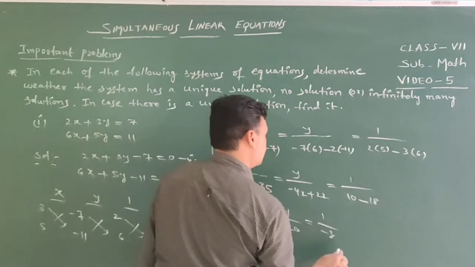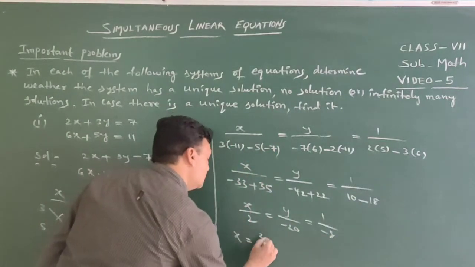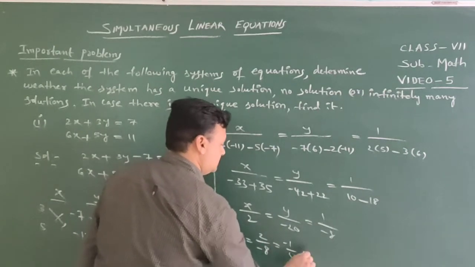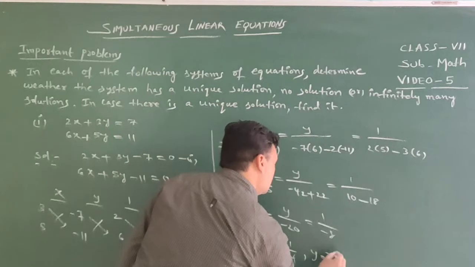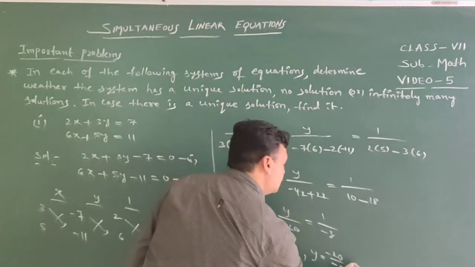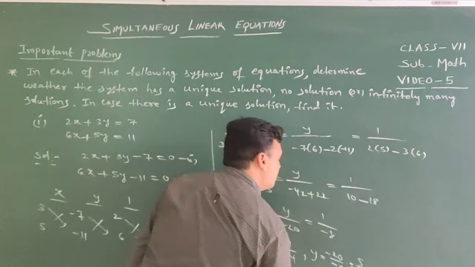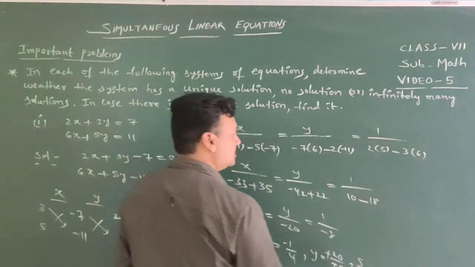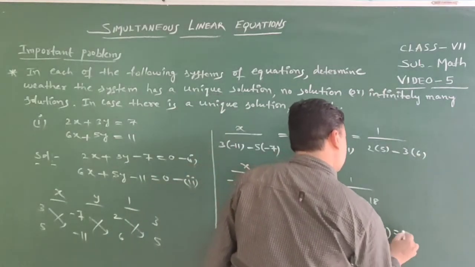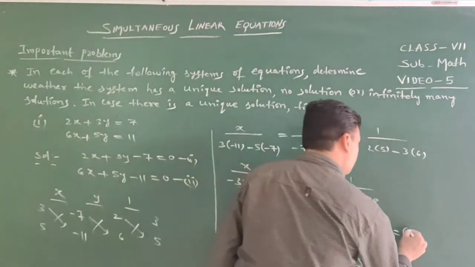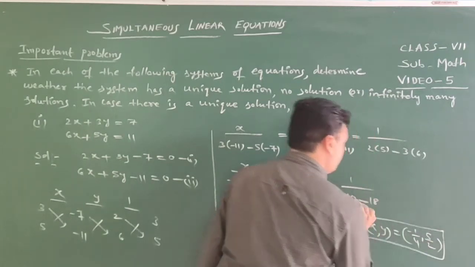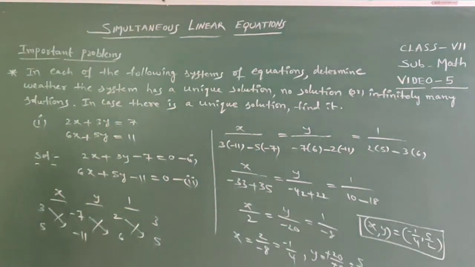Here minus 8. x equal to 2 by minus 8, that is minus 1 by 4, and y equal to minus 20 by minus 8, that is 5 by 2. So the required solution is minus 1 by 4, comma 5 by 2.